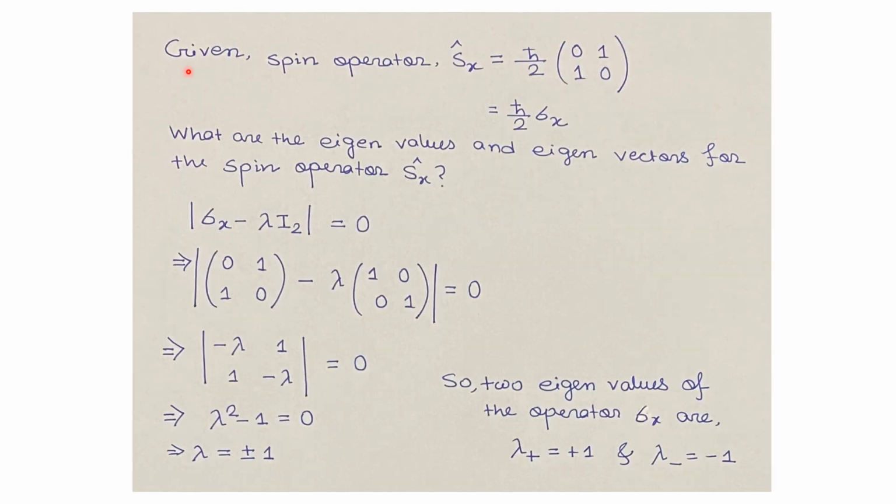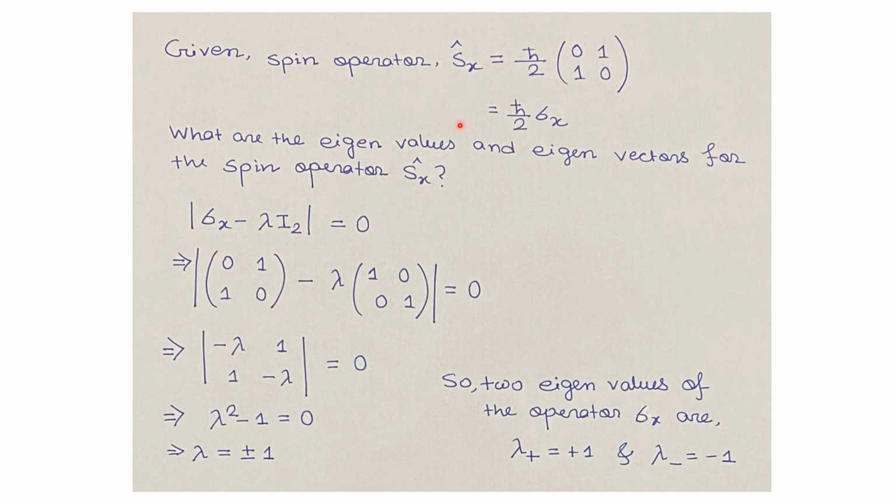It is given in the question that the x component of spin, Sx cap, equals ħ/2 times this matrix 0, 1, 1, 0. Now this matrix can be written as sigma x, which is one of the Pauli matrices. So Sx cap equals ħ/2 times the Pauli matrix sigma x. Now we have to find the eigenvalues and eigenvectors for the spin operator Sx cap. So essentially we will find the eigenvalues for sigma x. Then we can easily find the eigenvalues for the Sx cap operator.